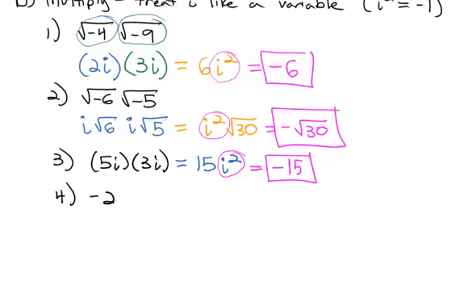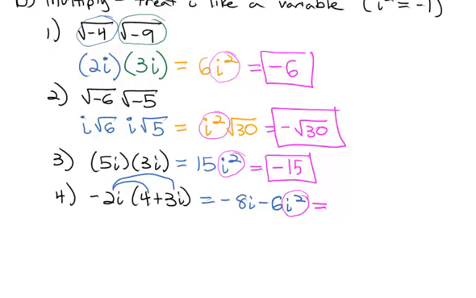How about we do negative 2i times 4 plus 3i? Just like any other algebra problem you've seen before, if we've got something in front of the parentheses, we're going to distribute it through the parentheses. Negative 2 times 4 is negative 8i. Negative 2i times 3i is negative 6i squared. But again, when we see an I squared, that's negative 1. Negative 6 times negative 1 is positive 6. And we still have the minus 8i.